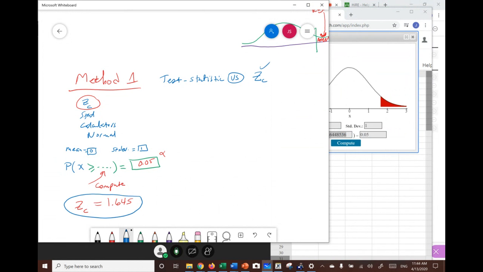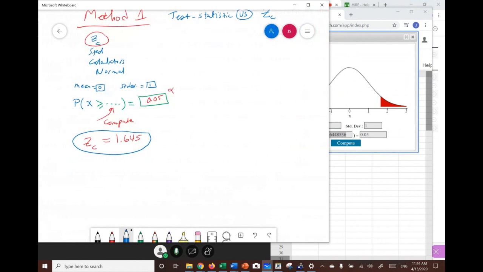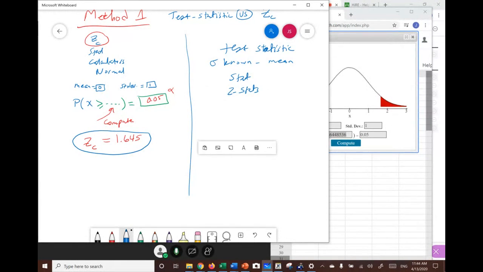Now I need to find the test statistic. How do I find the test statistic? It depends on what you are dealing with. In this problem, sigma is known and it is a mean, so this is what we follow. We use Stat and Z stats. Notice that later on in section 2, when sigma is not known, we don't use Z, we use T stats. That's the difference. Then we go to One Sample, and then With Summary.